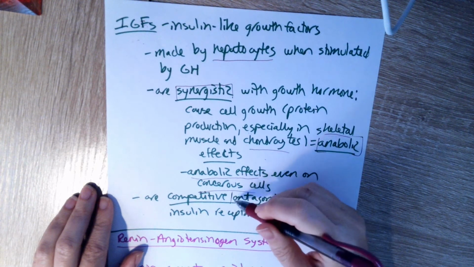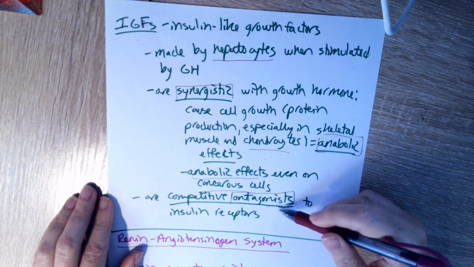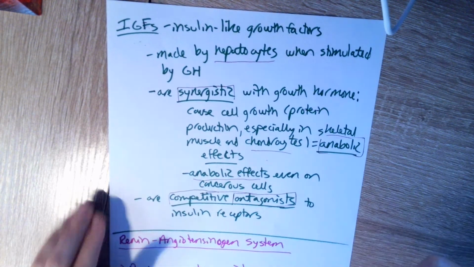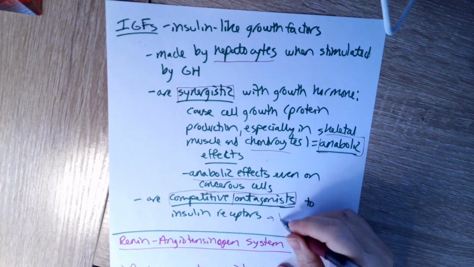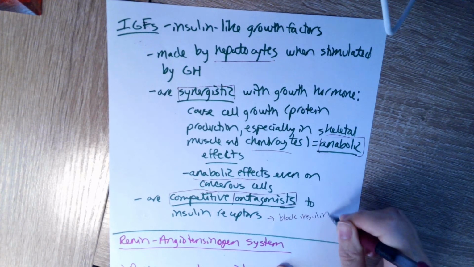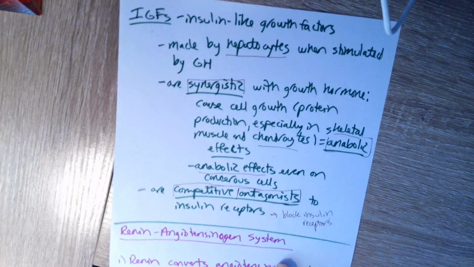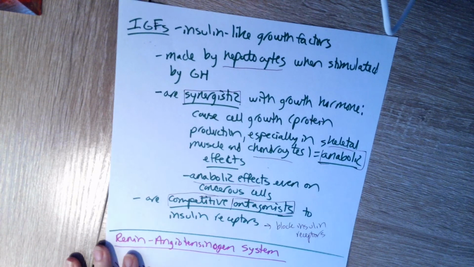When you have an antagonist to a hormone, it means that it works opposite of each other. If it's competitive, it means that it does a really good job of it. So essentially, what these IGFs do is block insulin receptors. And what insulin is trying to do is allow sugar, glucose, to go into the cell. If you block that, you're not able to get sugar into the cell and use it for energy.